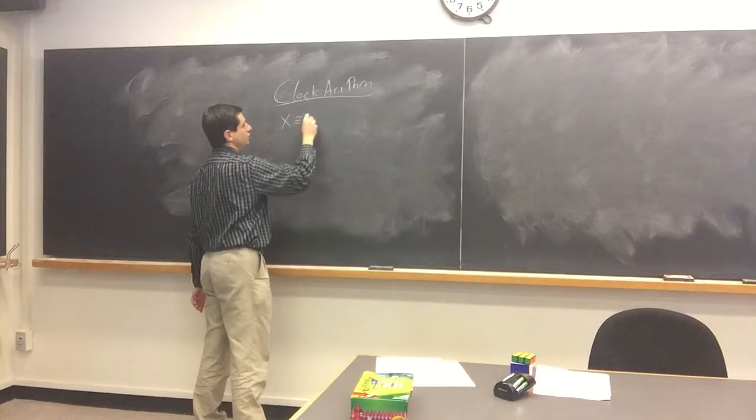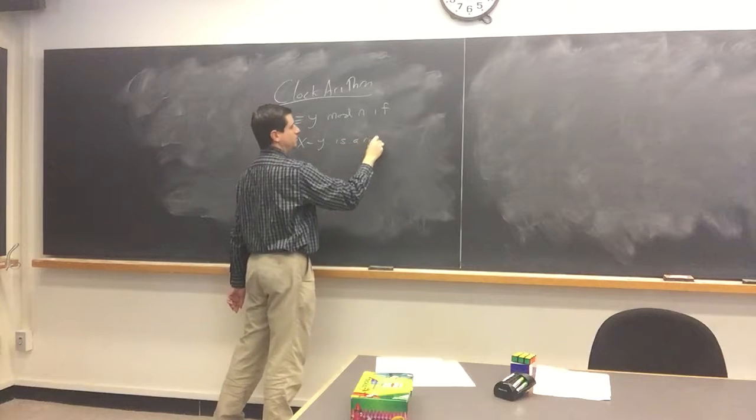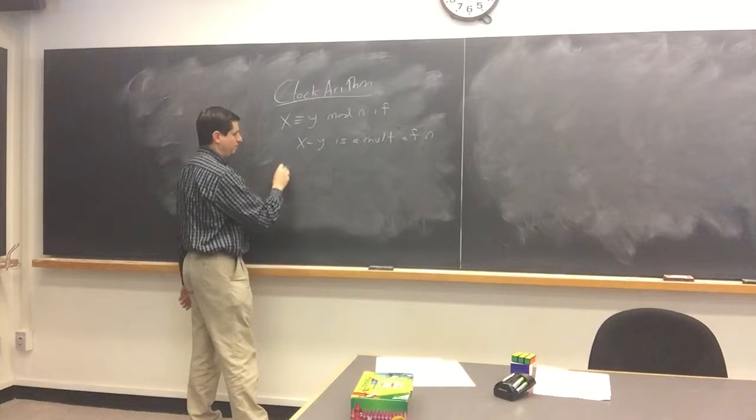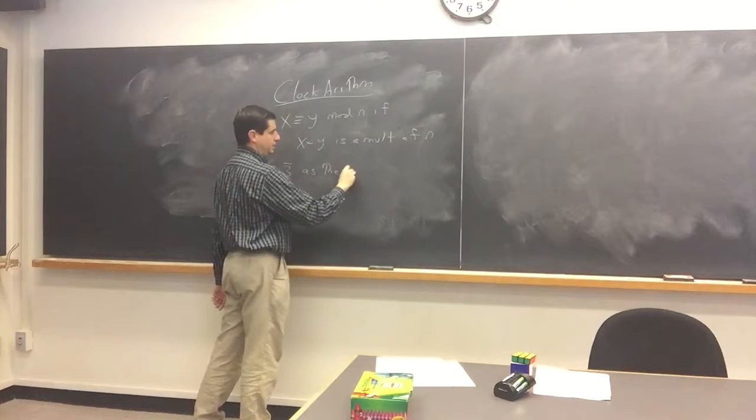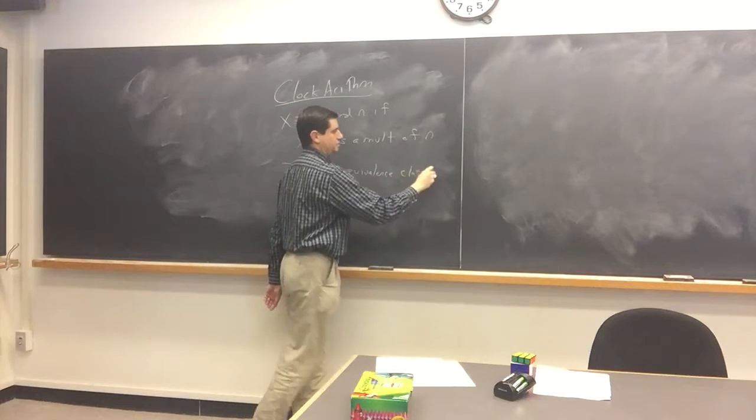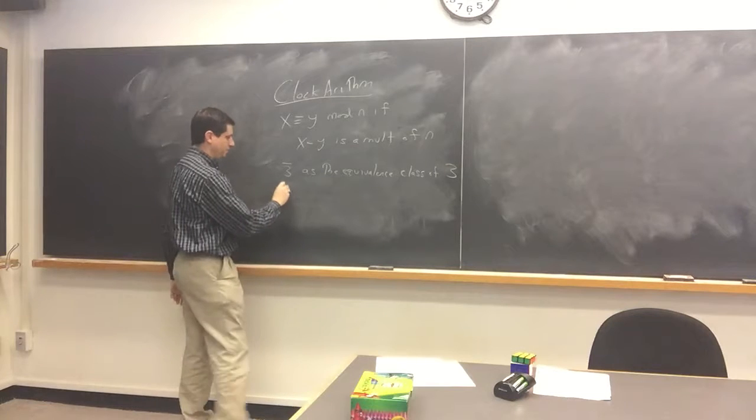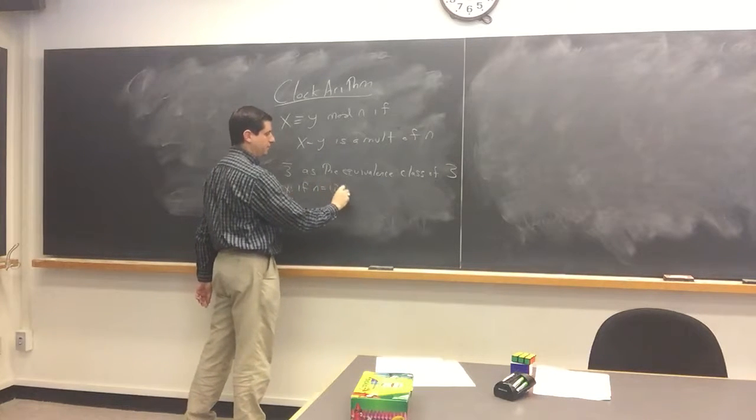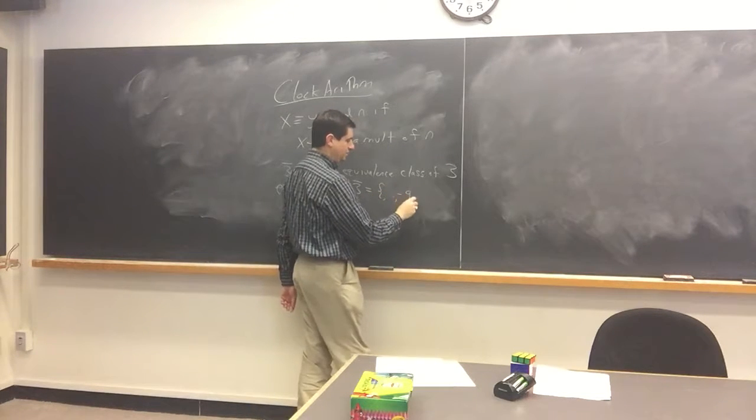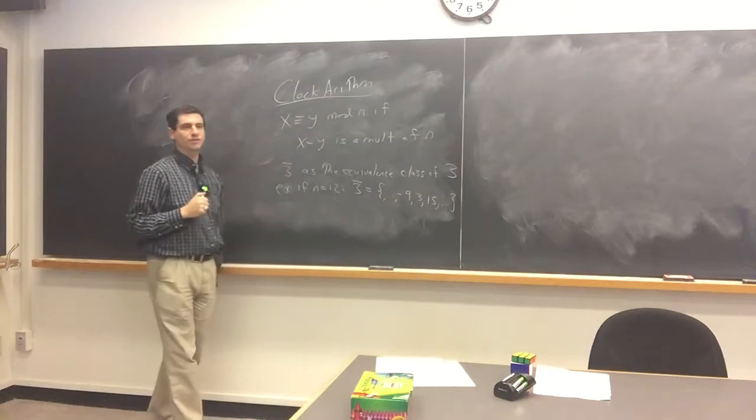So we say x is congruent to y mod n if x minus y is a multiple of n. We might write 3 bar as the equivalence class of 3. And frequently in a situation like this, it should be clear what n is. So for example, if n equals 12, then 3 bar would be ..., -9, 3, 15, ... It'd be that string of numbers.